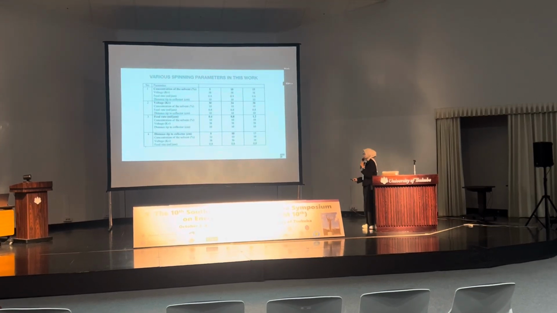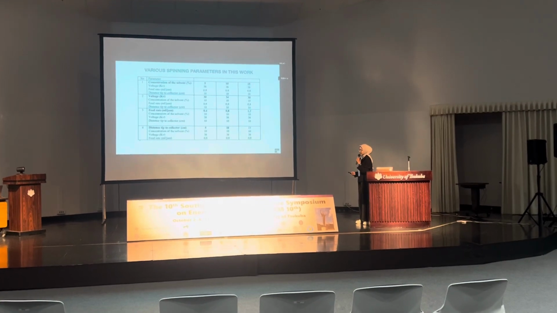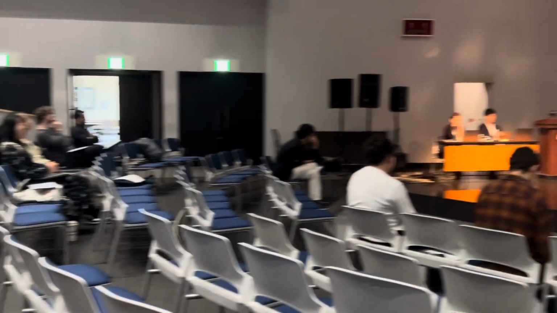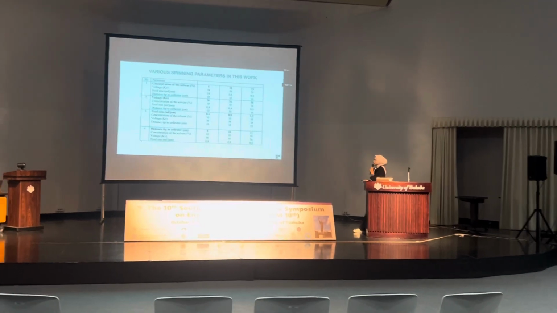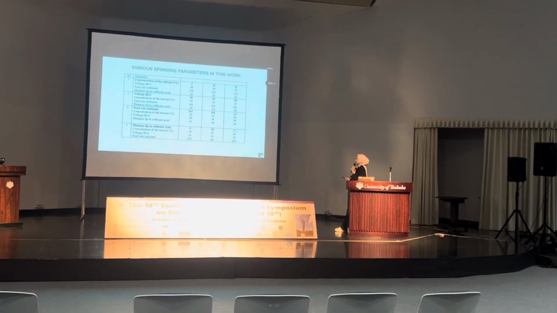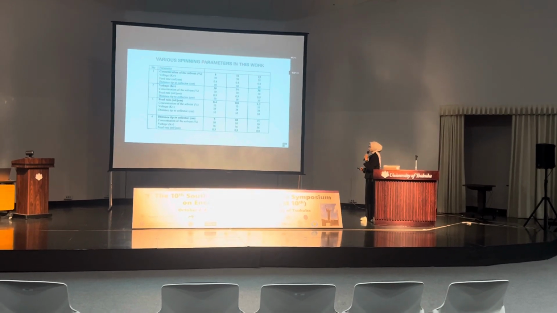Here are the spinning parameters I used. I fabricated the first sample by increasing the concentration of solution from 5 to 10 to 15%, while the other parameters were kept constant. For the second sample, I increased the voltage from 30 to 34 and 38 kilovolt, while the other parameters were kept constant.